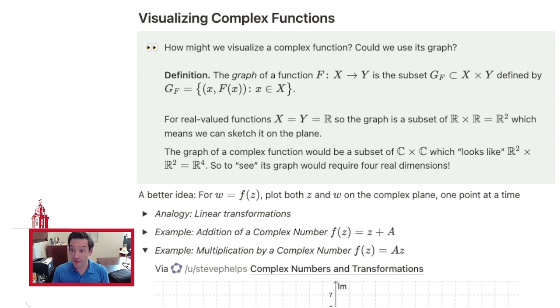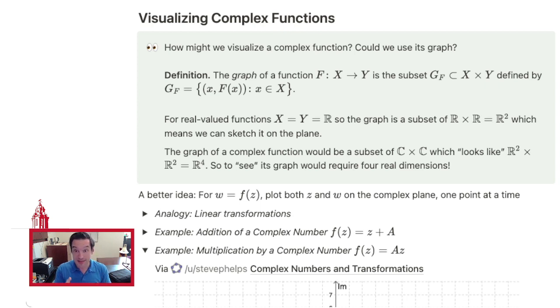So for a real valued function, the graph is a subset of the Cartesian product of the real numbers with the real numbers, which is the two-dimensional real plane. But for the complex numbers, the graph of a complex function whose inputs and outputs are both complex would have to reside in the Cartesian product of the complex numbers with itself. We need to keep track of a complex number input and a complex number output. And that would be two-dimensional as a complex dimension.